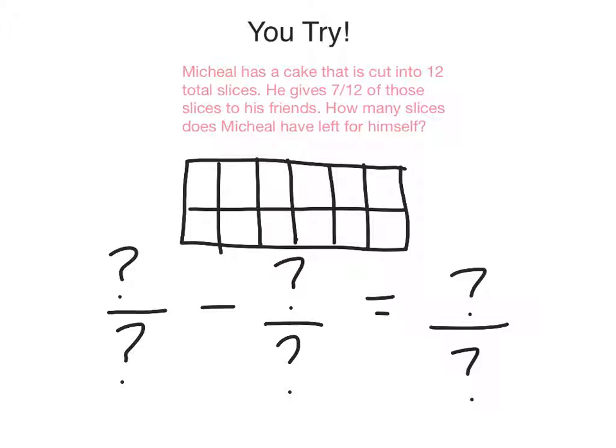Okay, so now it's your turn. I want you to pause the video and then try this problem by yourself. And then once you think you have the answer, unpause it, and then we'll go through it together.